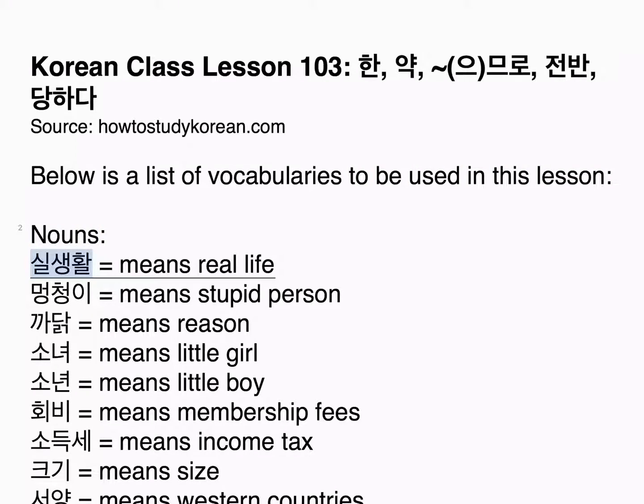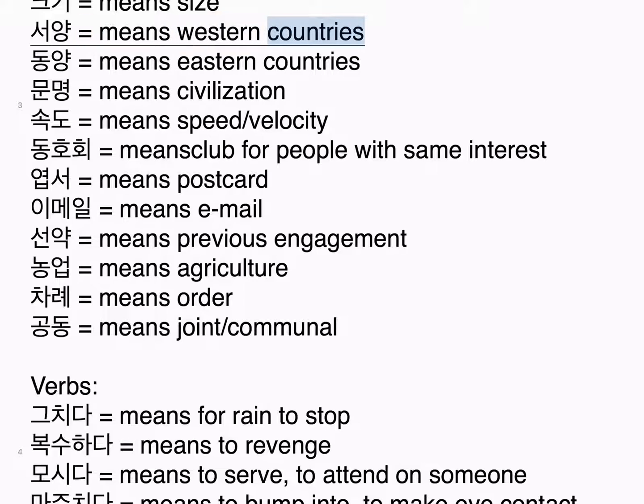Nouns. 실생활, means real life. 멍청이, means stupid person. 까닭, means reason. 소녀, means little girl. 소년, means little boy. 회비, means membership fees. 소득세, means income tax. 크기, means size. 서양, means Western countries. 동양, means Eastern countries. 문명, means civilization.